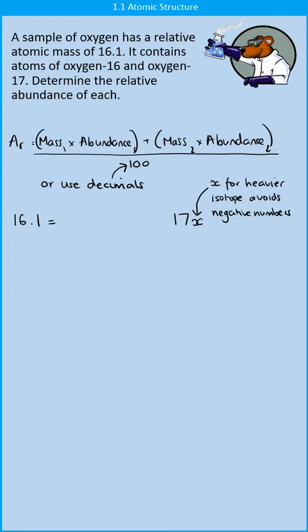Now, of course, we know that the abundances of the two isotopes, or however many isotopes there are, but there are only two in this question, must add up to 100% or to 1. So, therefore, 1 take x must be the abundance of the isotope with a mass of 16.